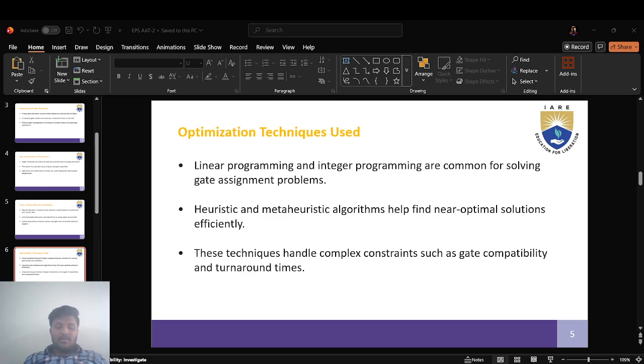Third one is handling complex constraints. Real airports have lots of rules. Gate compatibility. Some planes are too big for some gates. Turnaround time. Each plane needs enough time at the gate for cleaning, refilling, and boarding. Priority flights. Some flights, like international ones, may need special gates. LP, IP, and heuristic methods consider all these rules when assigning gates so that no flight is delayed and gates are used efficiently.